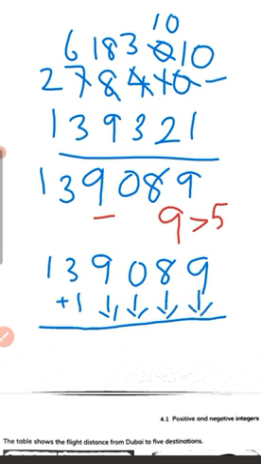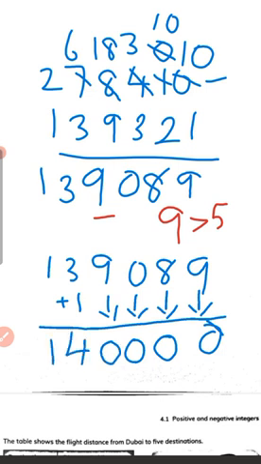You already learned how to round numbers to 10,000s. So replace these by 0, 0, 0, 0, 0, and 3 plus 1, 4. Okay. So our answer is 140,000. 140,000 is our answer.